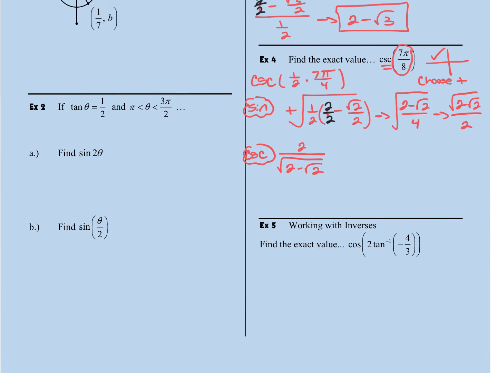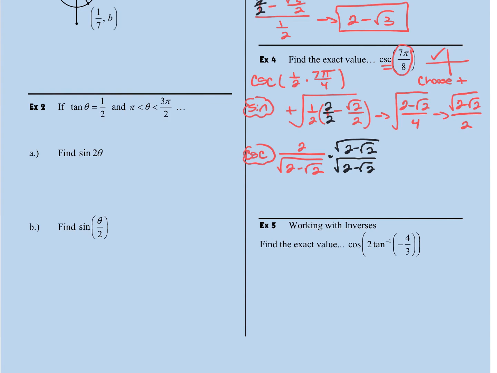Now we're going to have to rationalize. And since we actually have a radical inside a radical, we're going to double rationalize. So we'll do the first one first. First, I'm going to multiply top and bottom by 2 minus radical 2, the square root of 2 minus radical 2.